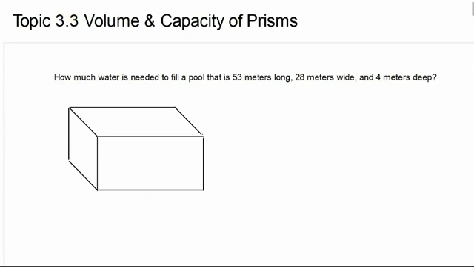The next thing you want to do is label the values. All right, 53 meters long, so I'm going to say that's about 53 meters long, 28 meters wide, and then 4 meters deep. Not to scale, but at least it's a rectangular prism.